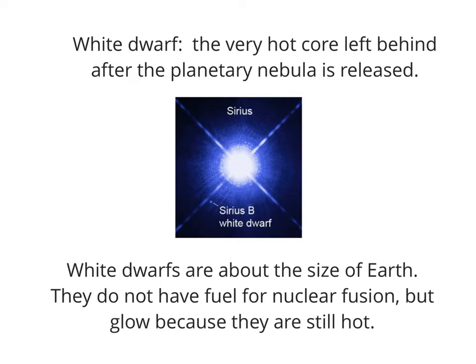Once the outer layers puff off and drift away, the core of that star remains. Now, there's really no fuel left for it to continue nuclear fusion, but it's still very, very hot because of all the nuclear fusion that was taking place. So they glow very bright, very hot, but they're very tiny. They're only maybe about the size of Earth. At this point, we call the star a white dwarf.